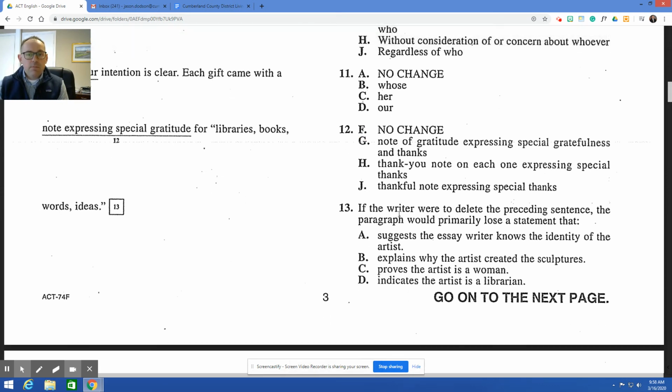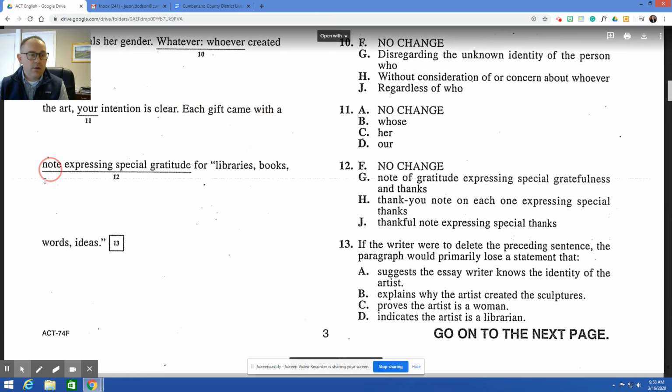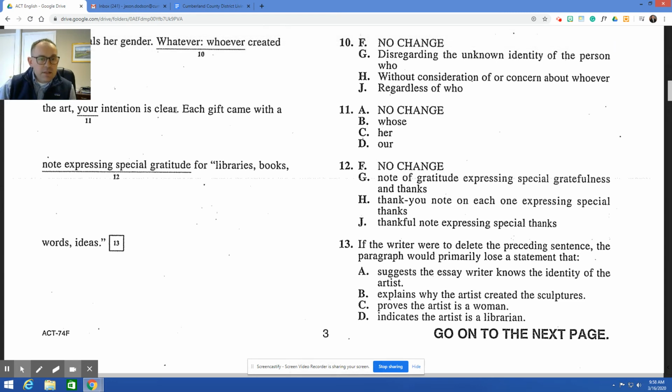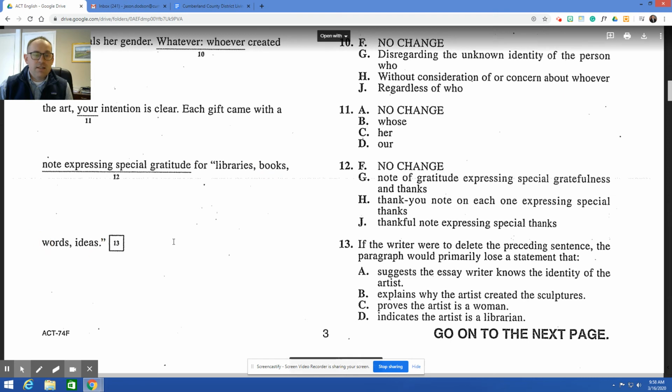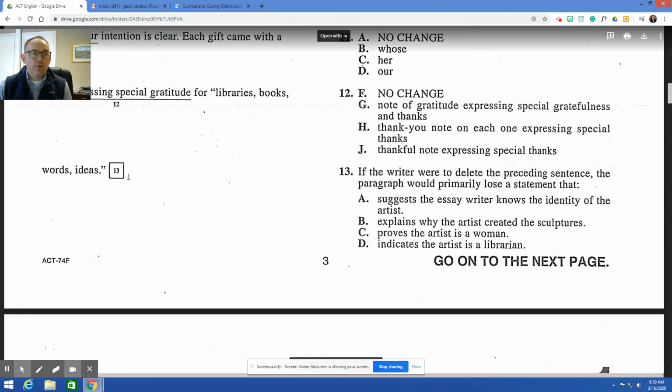You'll notice number 13 does not have no change as an option. It has a boxed number, so it means it's going to be about the preceding sentence or preceding paragraph. If the writer were to delete the preceding sentence, so we're talking about this sentence right here, the paragraph would primarily lose a statement that. Okay, so this sentence says that all of these sculptures came with a thank you note expressing thanks for libraries, books, words, and ideas. It tells us the why. Why did this author do this? And so the correct choice there is B. Explains why the artist created these sculptures. That's called a rhetorical skills question.